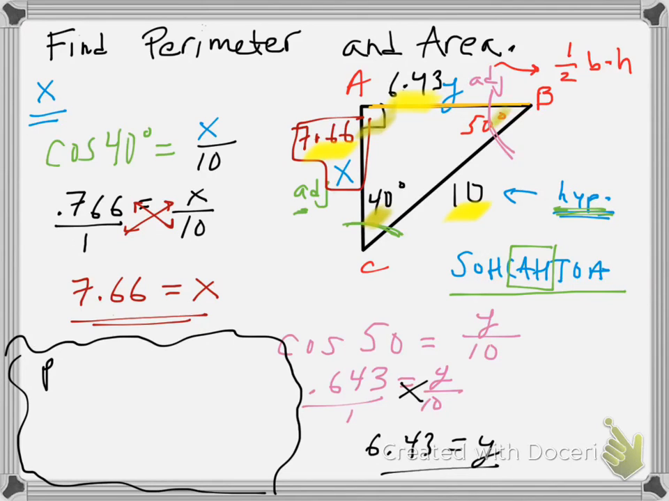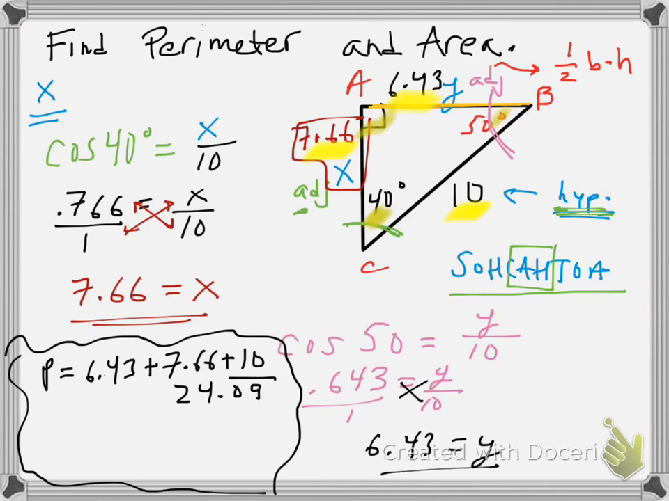Well, perimeter is just all three sides added together. That's 6.43 plus 7.66 plus the 10 we were given. And that will give you 6.43, 7.66 plus 10 will give us 24.09 linear units.